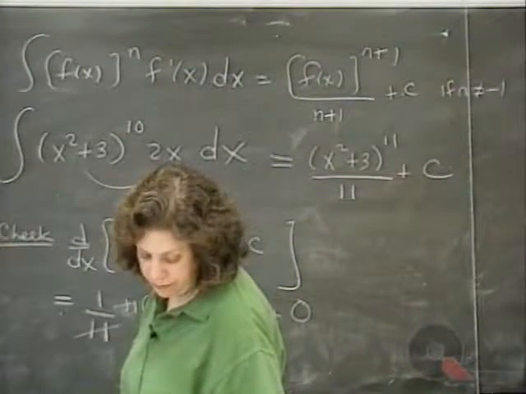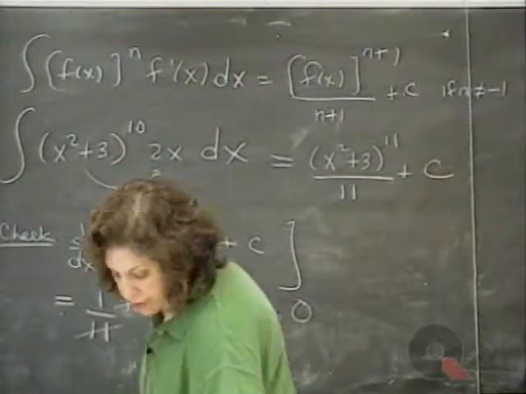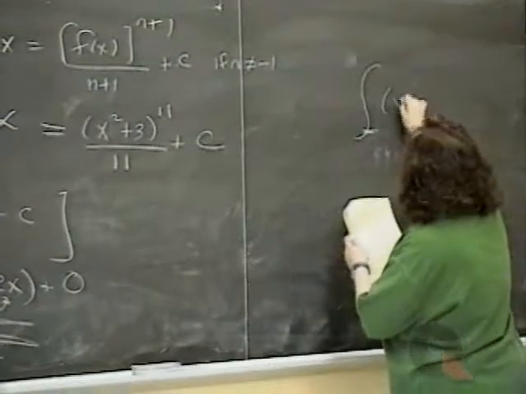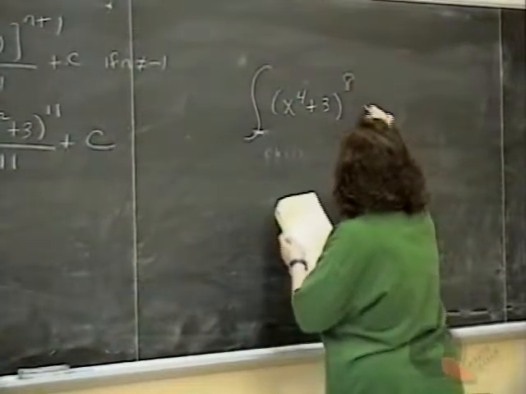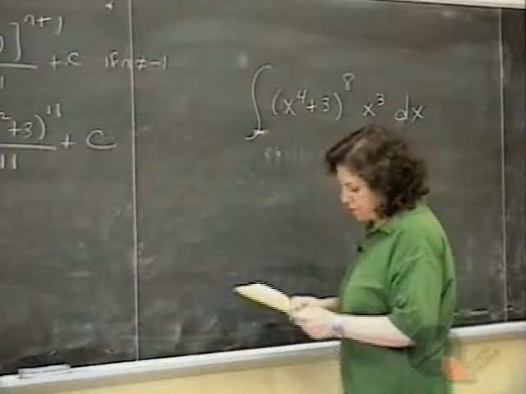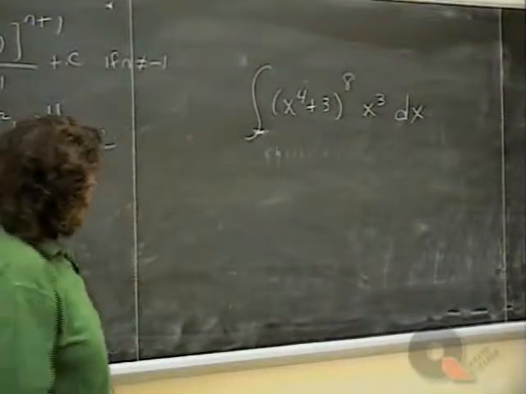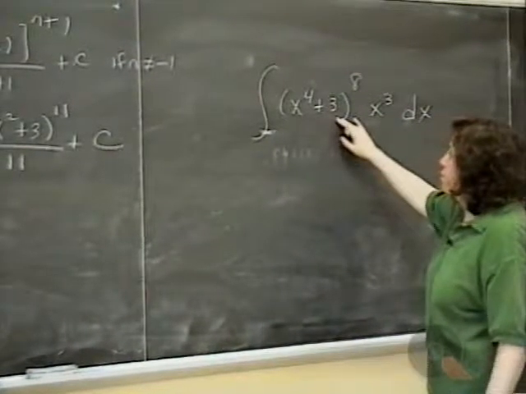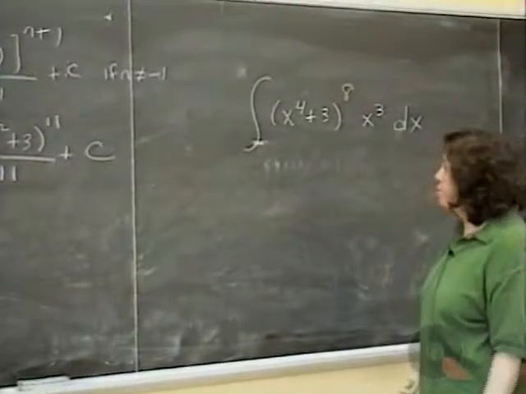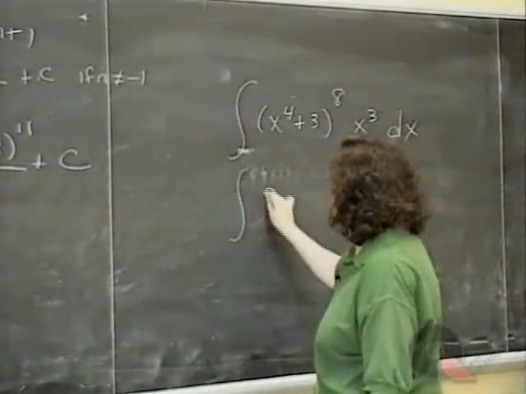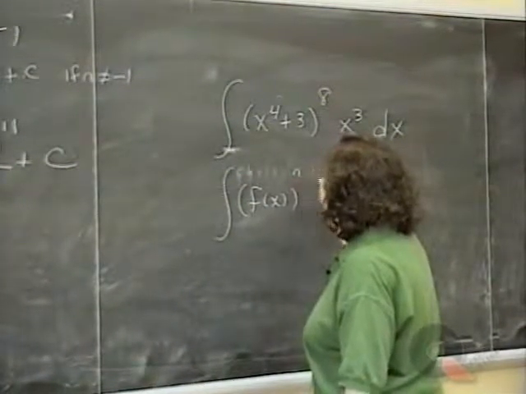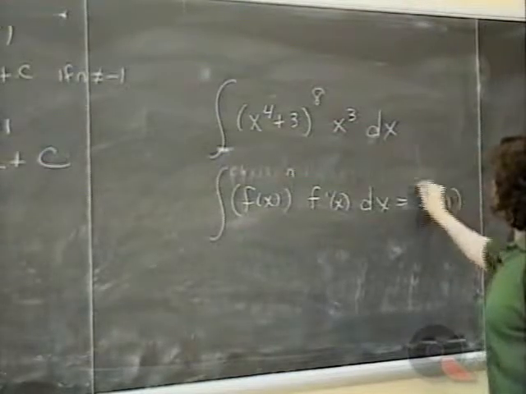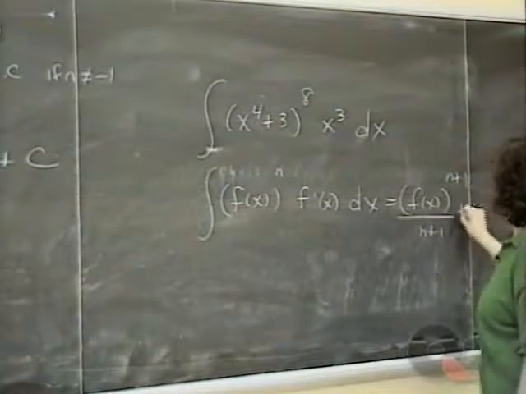Let's try another example. Suppose we had antiderivative of x to the 4th plus 3 to the 8th times x cubed. Well, if we put this in the category function to a power, the derivative of the x to the 4th plus 3 is 4x cubed. We don't have exactly the derivative of the function. In other words, we're trying to match this to a function to a power followed by the derivative of the inside. Then we can say it's the function to the 1 more power over that power plus c.